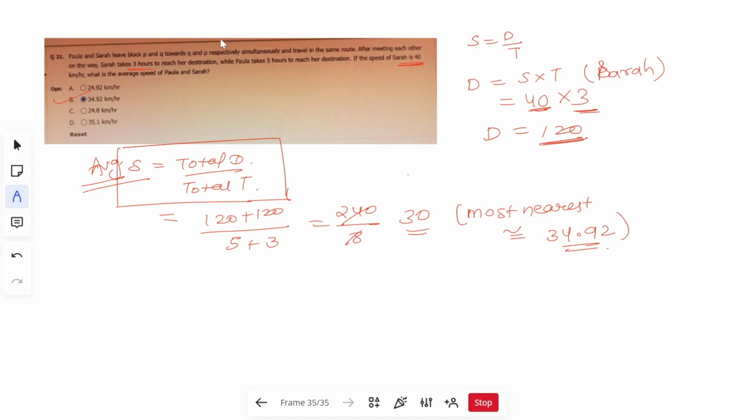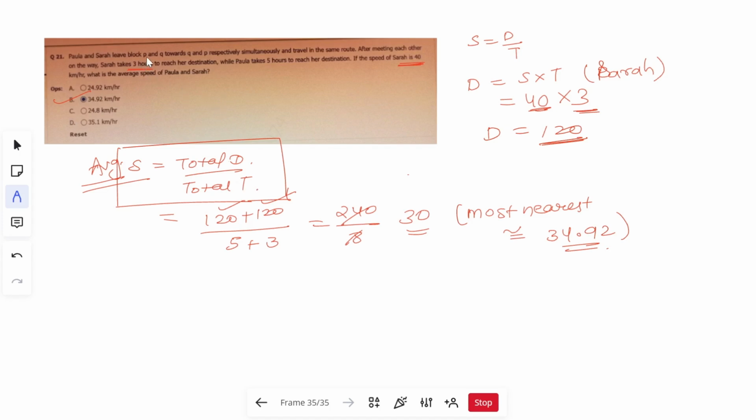One is moving from P to Q and the other is moving from Q to P, which means the distance is going to be the same for both. So what we are going to take is distance is 120 plus 120, because distance is same, right? So the total distance will be how much? 120 plus 120, and then we have to take total time also.